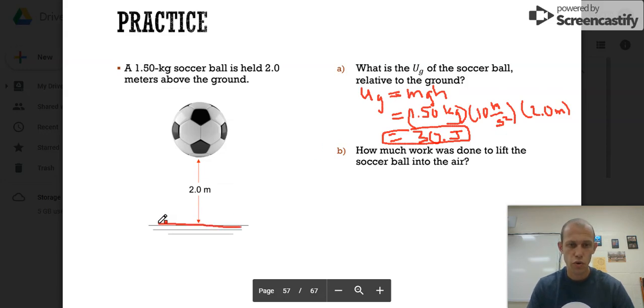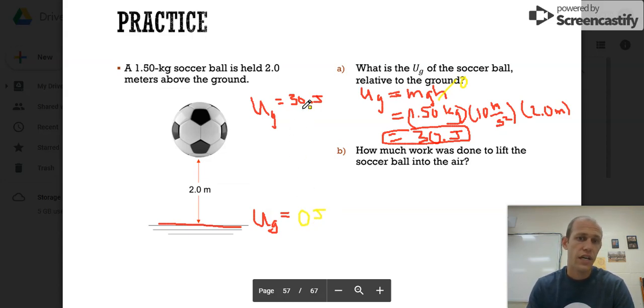How much work was done to lift the soccer ball into the air? Well, let's just look at two pieces here. So the potential energy due to gravity down here and the potential energy due to gravity up here. What we just calculated was the one up here because we were 2 meters off the ground. So that's 30 joules. Down here, our height is 0. So if this is 0, that means all of this is 0. So the potential energy down here is 0 joules. So work is a change in energy. So how much did the energy change? It changed by 30 joules. So how much work was done on the ball to lift it into the air? 30 joules of work.